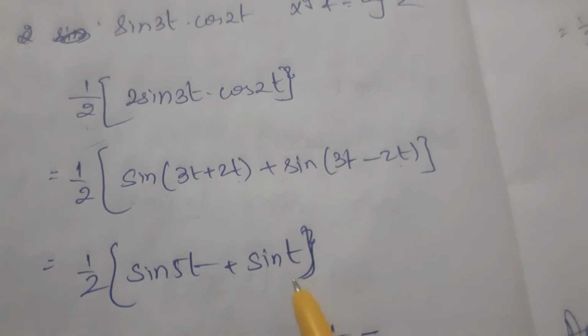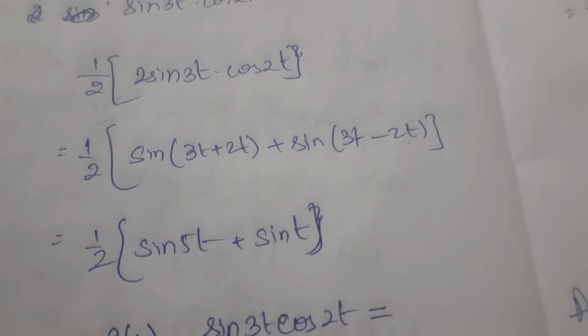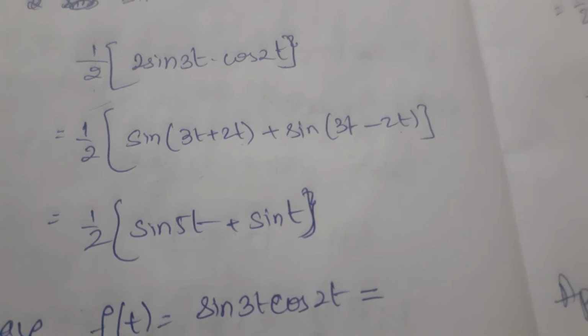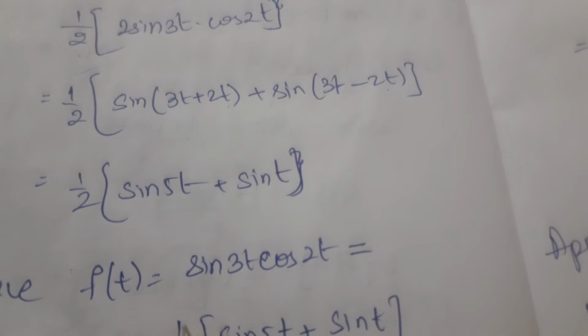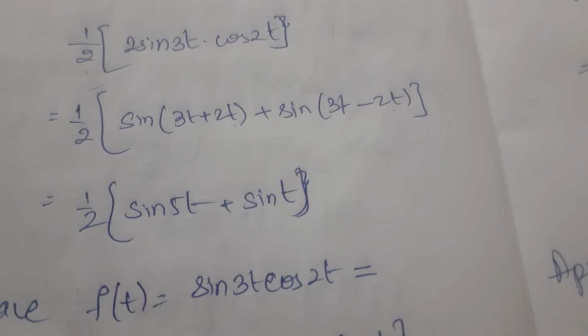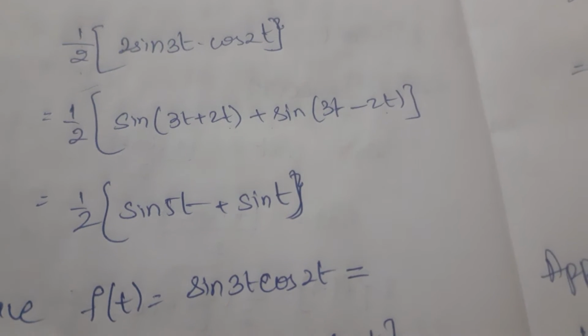Plus 3t minus 2t becomes t. So our f of t becomes... what is our f of t? sin 3t cos 2t is equal to 1 by 2 (sin 5t + sin t).